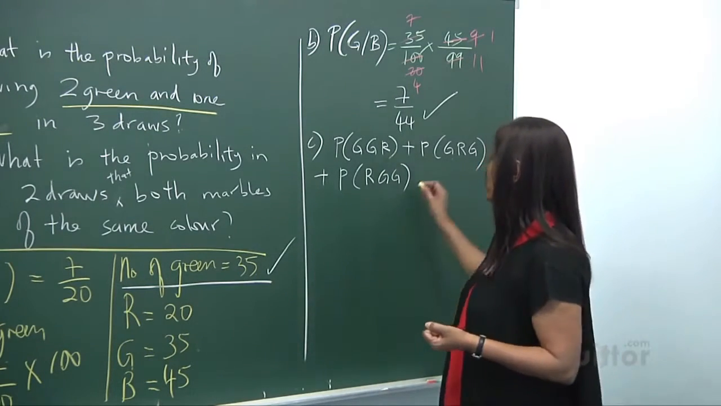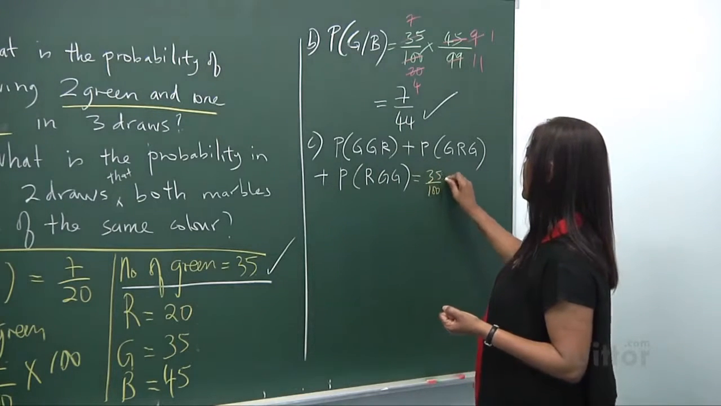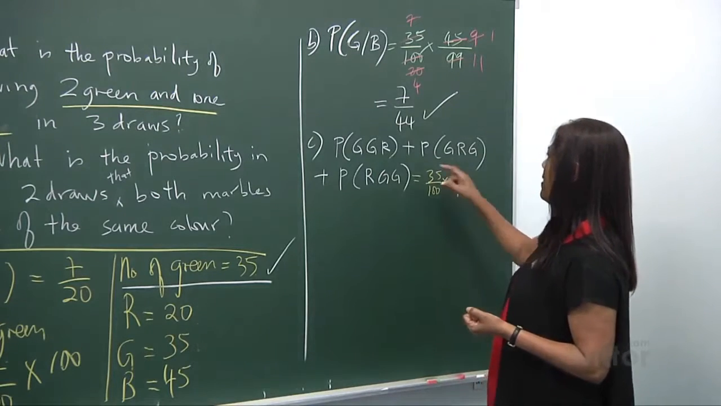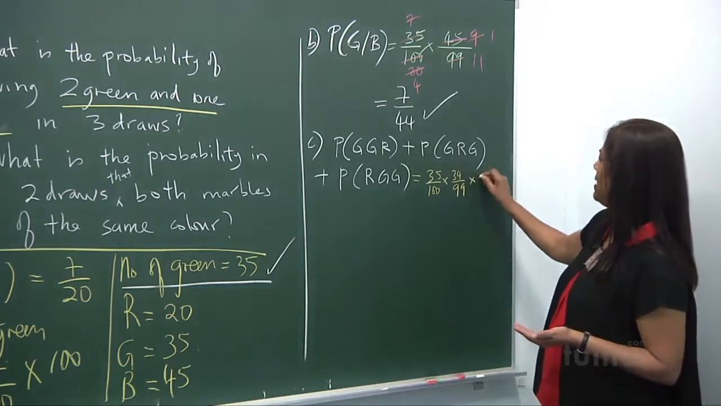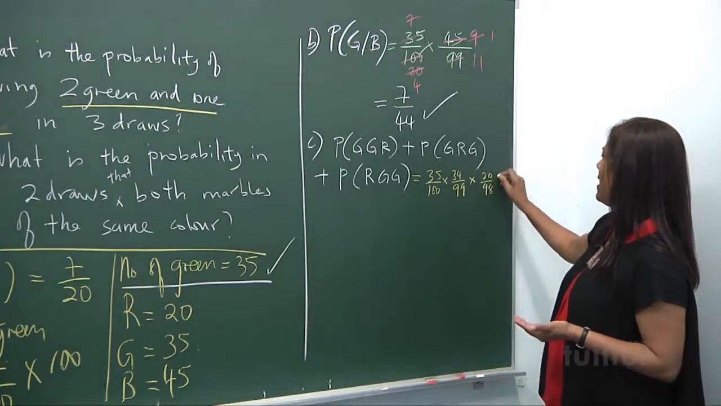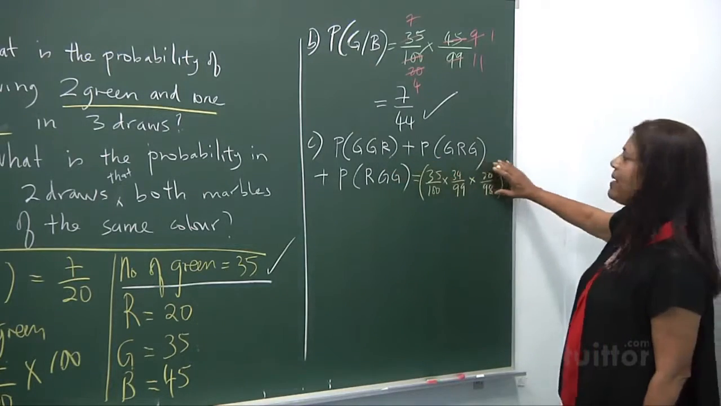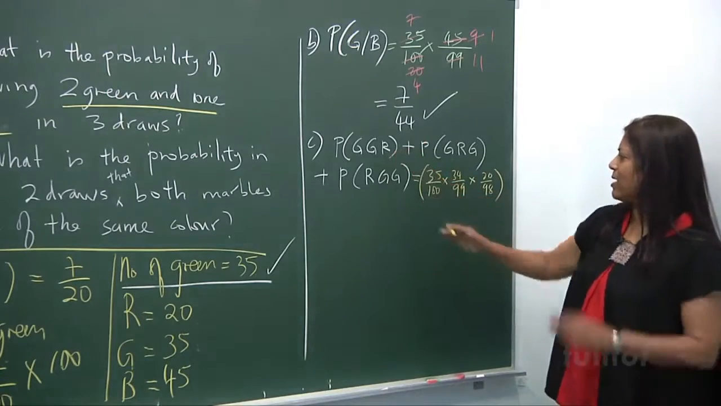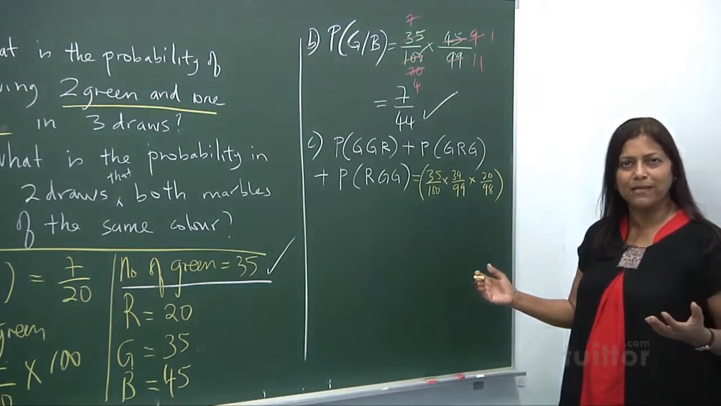So if you look at the first chance, a green, 35 out of 100. The second green will be 34 out of 99. The red, how many reds are there? 20 out of 98. That's the first combination for this. This is one event, an independent event. Actually I can call it dependent, all right? Because there is no replacement.